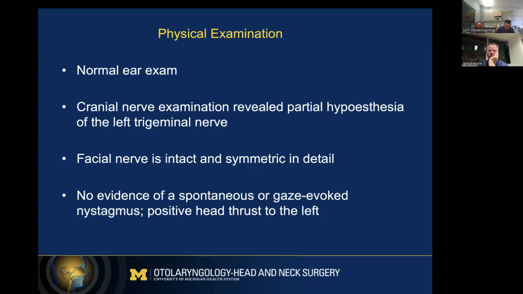So when you're doing the head thrust, you want to ask the patient to sit. You want to sit across from the patient. You explain the procedure to them. The thing that you're testing is the peripheral vestibular system, and actually you're looking for a peripheral vestibular lesion. So you put the patient's head or neck angled.